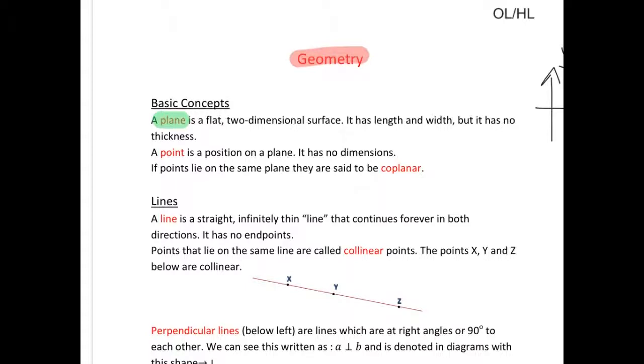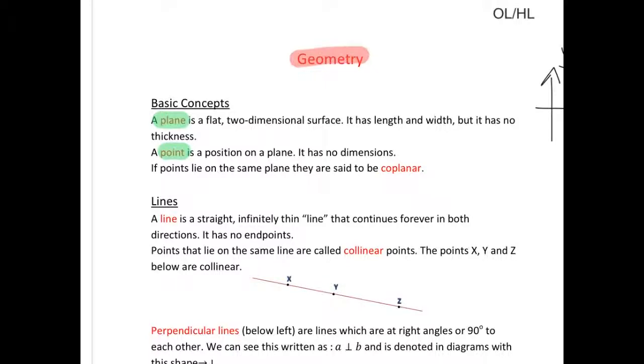A point is a position on a plane and it has no dimensions. So we're not talking about drawing little squares, we're just talking about drawing a single point on our plane. If points lie on the same plane, they are said to be coplanar.